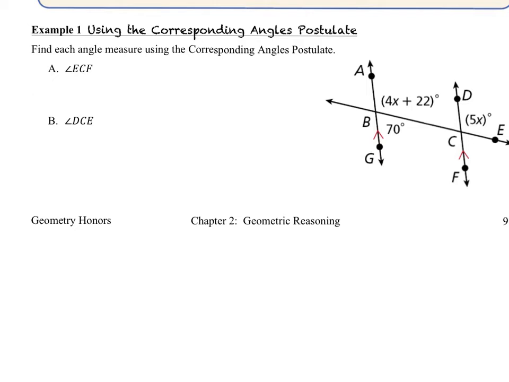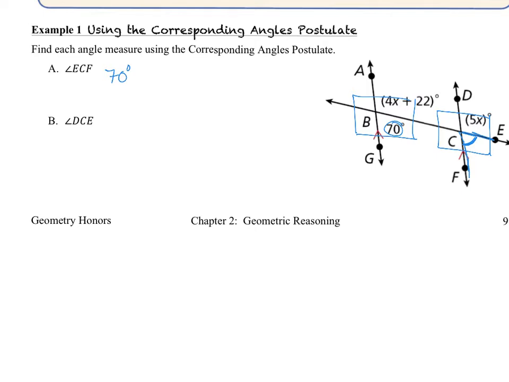Example 1, using the corresponding angles postulate. Find each angle measure using the corresponding angles postulate. So angle ECF is what we're going to be needing to find. This angle right here. Well, what is that corresponding to? Remember, if I pick up these 4 angles and I drop them onto the next 4, what would be in line and sitting in the same position as ECF? That would be the 70-degree angle. So ECF is also 70 degrees.